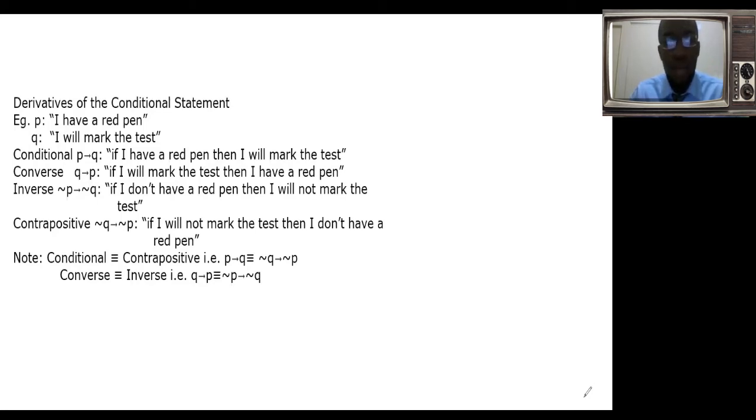Now if I tell you, if I will mark the test, then I have a red pen. And I say, if I don't have a red pen, then I will not mark the test. The two of them are the same thing. Right? Same thing, but I just again paraphrase. Alright, so now let's look at the truth table to justify these results. Because in mathematics, we always want to verify our results. If you don't verify your results, then how can you know if the statement is true? So let's write it down. Alright, so let's verify these results.